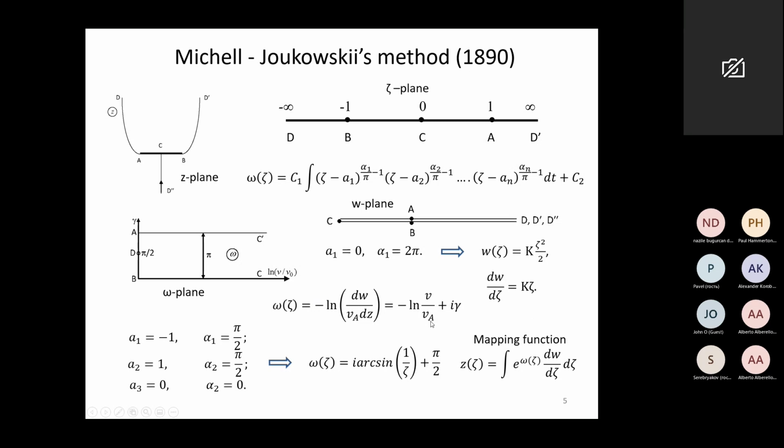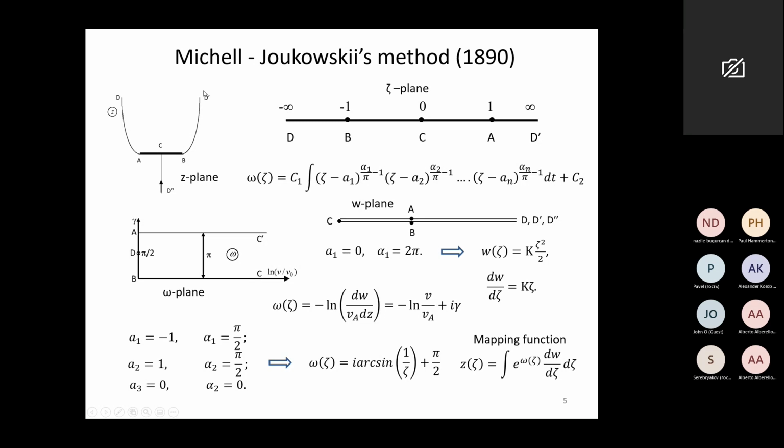We analyze velocity magnitude and velocity direction. On the AB, velocity direction is 0, it's along the x-axis, and the velocity magnitude changes from 0 to the velocity at point B, which is equal to 1. Then we see that the real part changes from 0 at point B to infinity at point C.